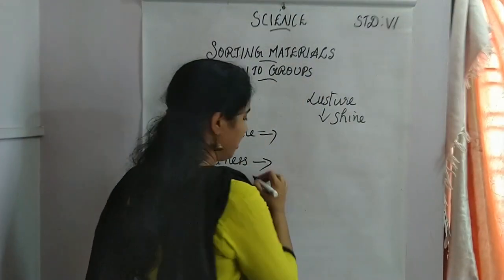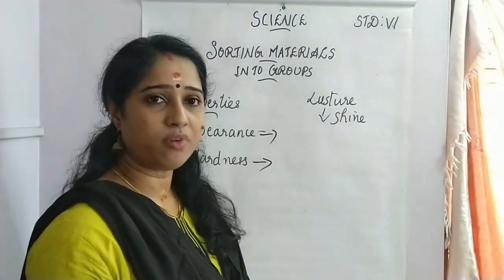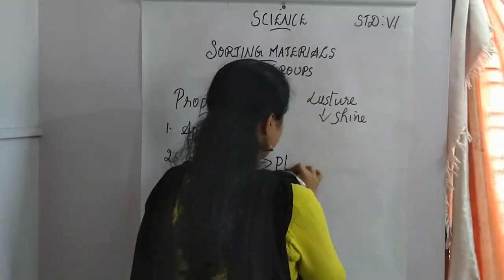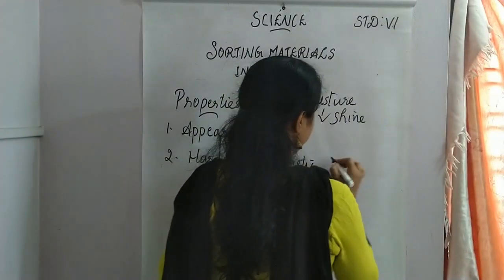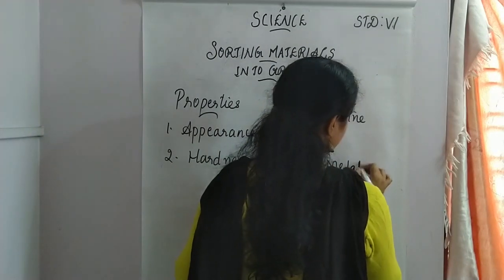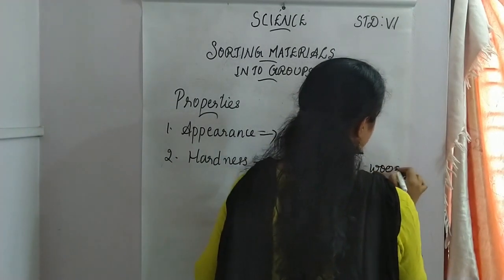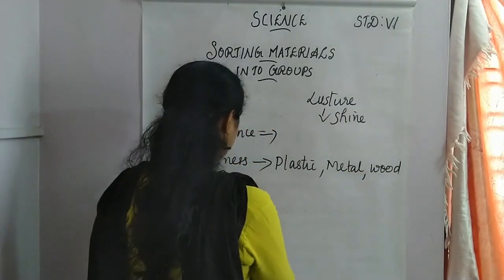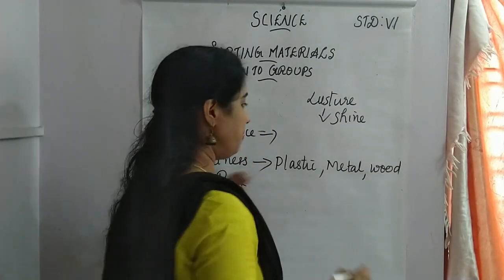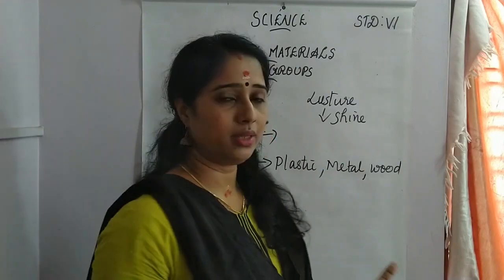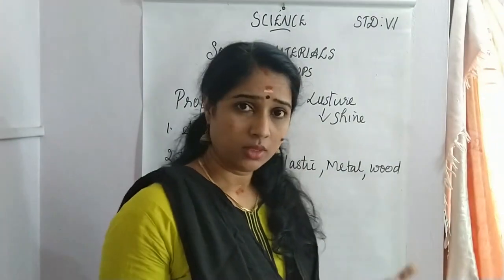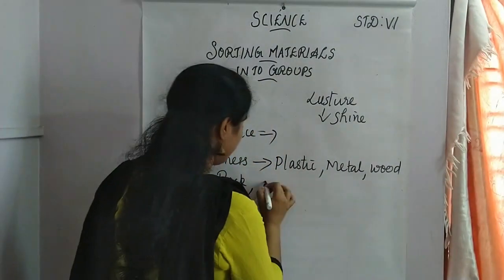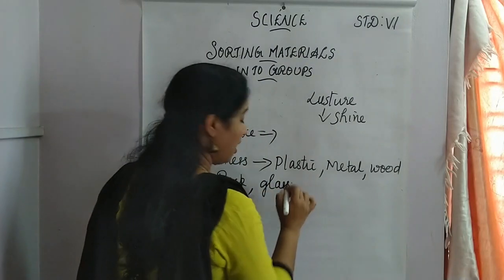Now about hardness. You know that different types of objects, plastic is hard, then metal, then wood. Some examples, and then rock, they all are hard. Plastic, metal, wood, rock, they all are very hard. And some glass also is very hard.